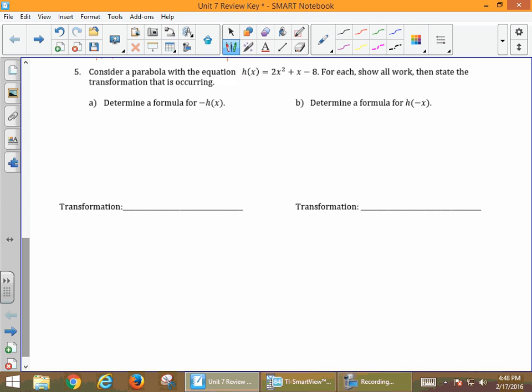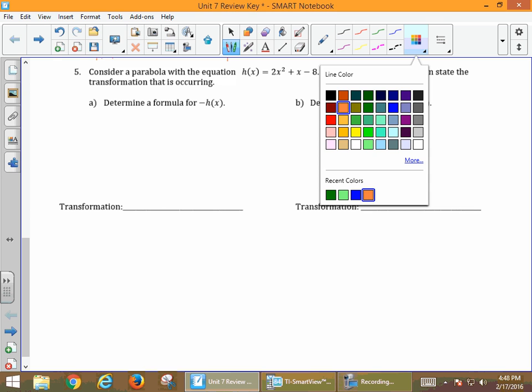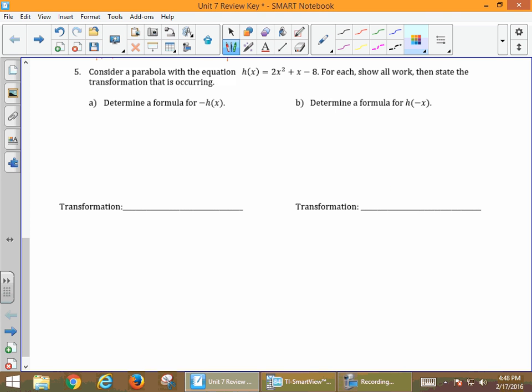Question number 5 says, consider a parabola with the equation h of x equals 2x squared plus x minus 8. For each, show all work and state the transformation that is occurring. So let's first determine the formula for the negative of h of x. This is pretty easy. This is the y value, so I'm going to do exactly what it says. I'm going to do the opposite of h of x. Well, what is h of x? Well, it's 2x squared plus x minus 8. That is h of x.